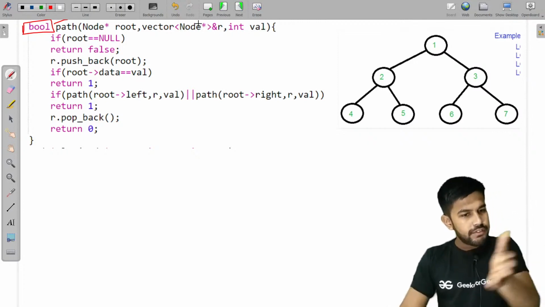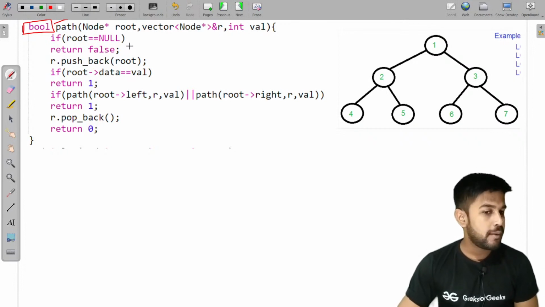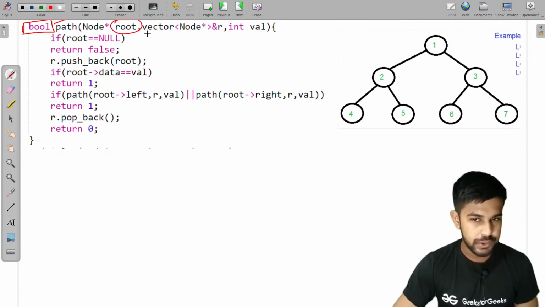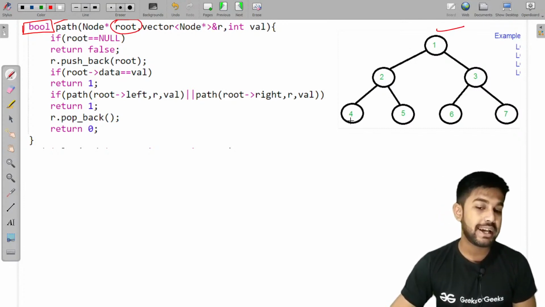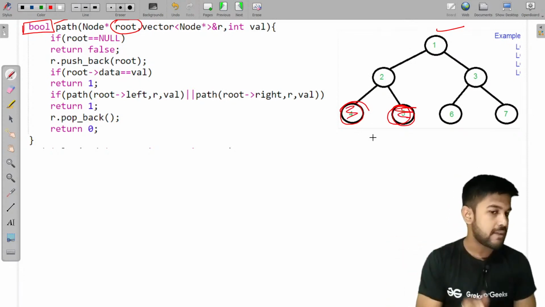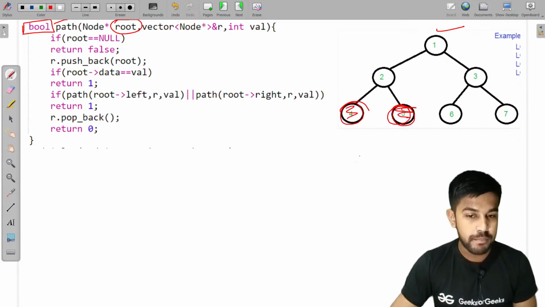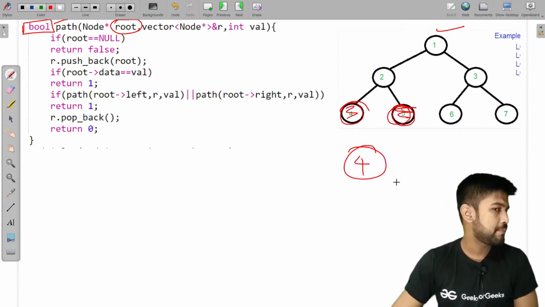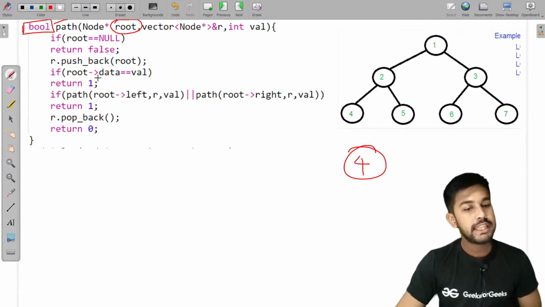Simple enough. Just let me show you. The base condition I won't show you again now, but I will show you this. Suppose we are passing the root. This is the root, and our target is to find the LCA of 4 and 5. So we would take the same tree so that it becomes simple. First we would find the path to 4. If I do the dry run for 4, you would know what I am doing.